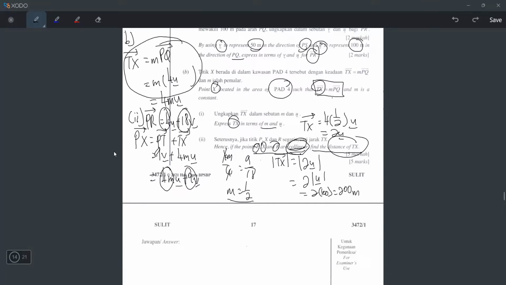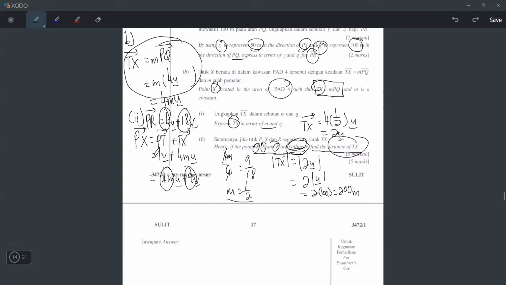So if you don't do this step, and you straight away find the distance of TX, can you find it during the exam? You can't. You will just sit there, and then you wonder, hey, why can't do one? Not enough info. How to do? You struggle with the question. That is why you don't focus too much on what they want.